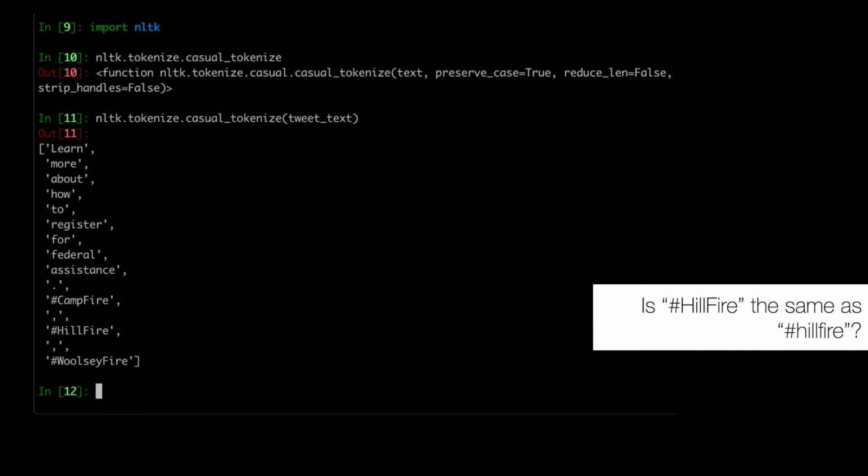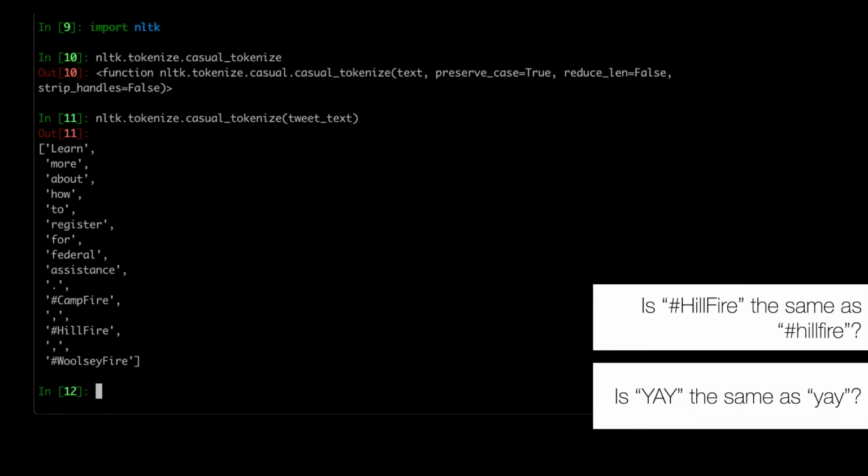So here in this example, I may ask, well, what's the difference between hashtag Hillfire, where the H and the F are capitalized, versus hashtag hillfire, where it's all in lowercase? Now, in this particular case, maybe it doesn't matter. So you may, as part of your pre-processing, go through and lowercase all of the text in your tweet, which would work in this case because these things are probably the same.